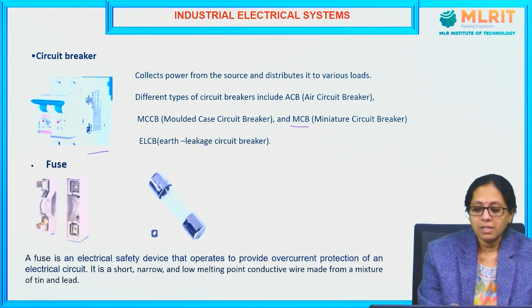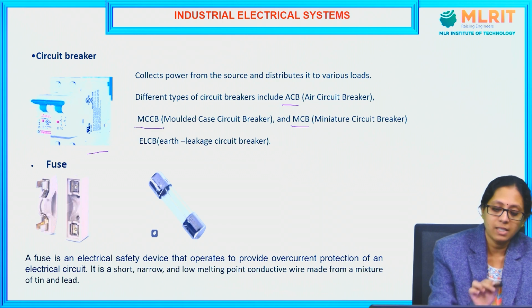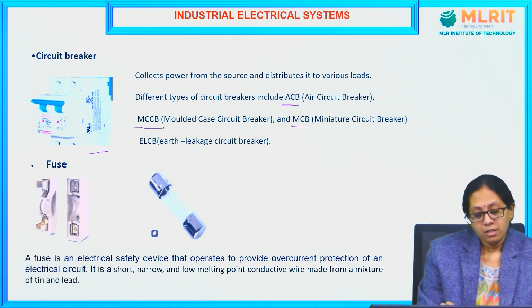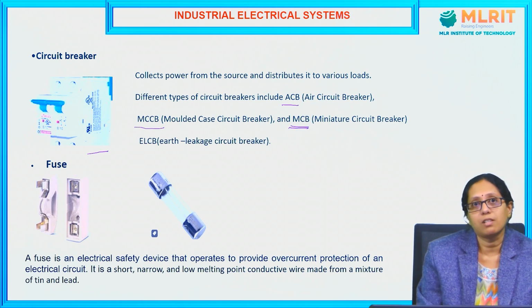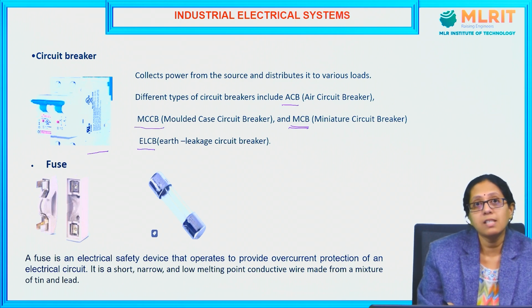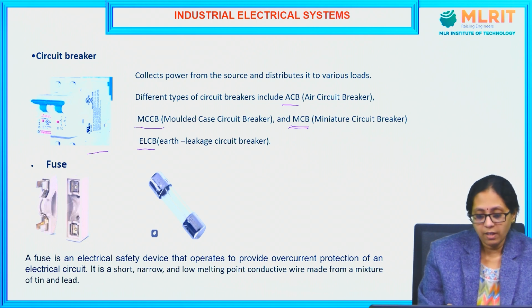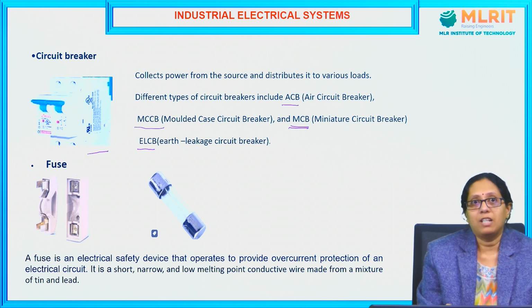Some of the examples are ACB, that means air circuit breaker. Second one is MCCB, that is molded case circuit breaker. Third one is MCB, that is miniature circuit breaker. Fourth one is ELCB, that is earth leakage circuit breaker. So there are different types of circuit breakers which are decided based on the load or based on the application.